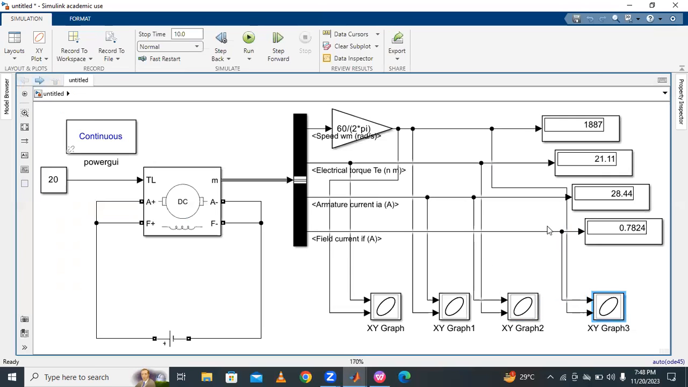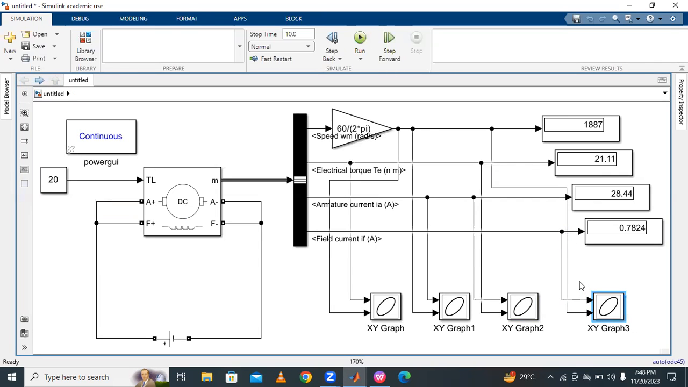If you connect in the reverse manner, it will be displayed like this. Here x is field current and the y-axis is speed. So these are the characteristics of the DC shunt motor.